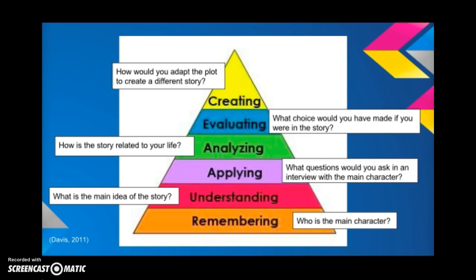Then we get to the understanding level. And this is where you're going to see if students can explain in their own words what happened in the story. You might ask a question like, what is the main idea of the story? So your students will start thinking, maybe in The Boy Who Cried Wolf, a student would say that the main idea of the story is that when you lie, you could get hurt or maybe even be in danger.